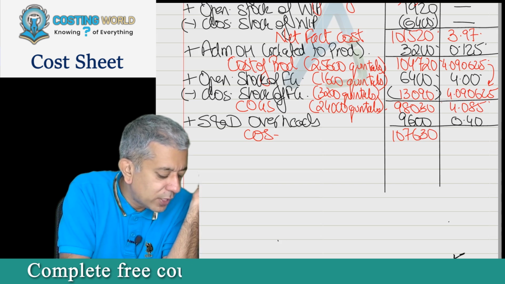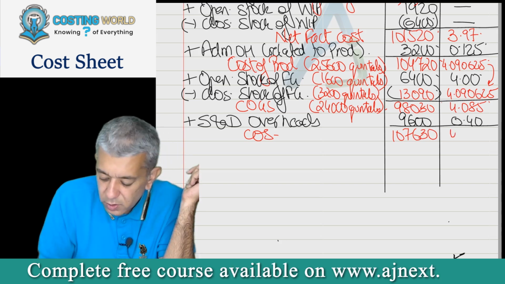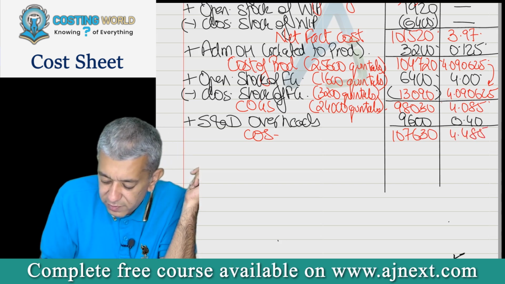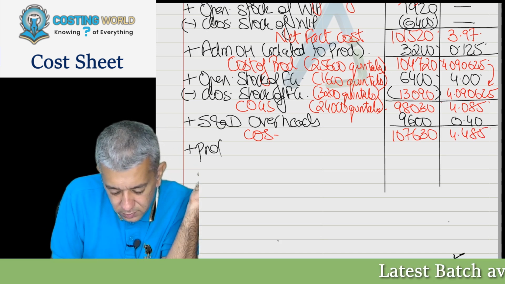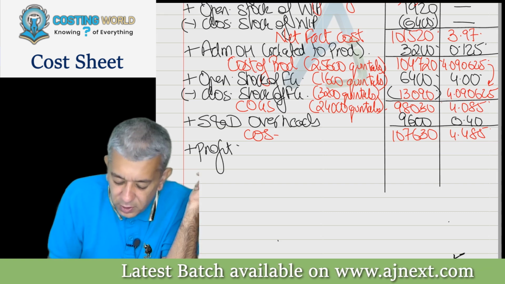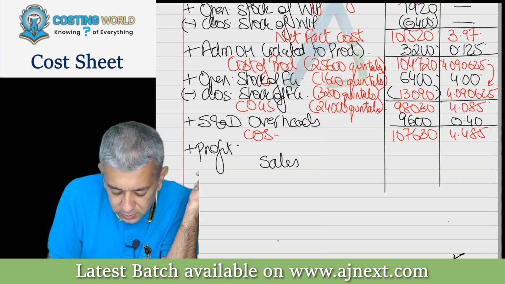107,630 divided by 24,000, please. 4.485. Add profit will fetch you sales.